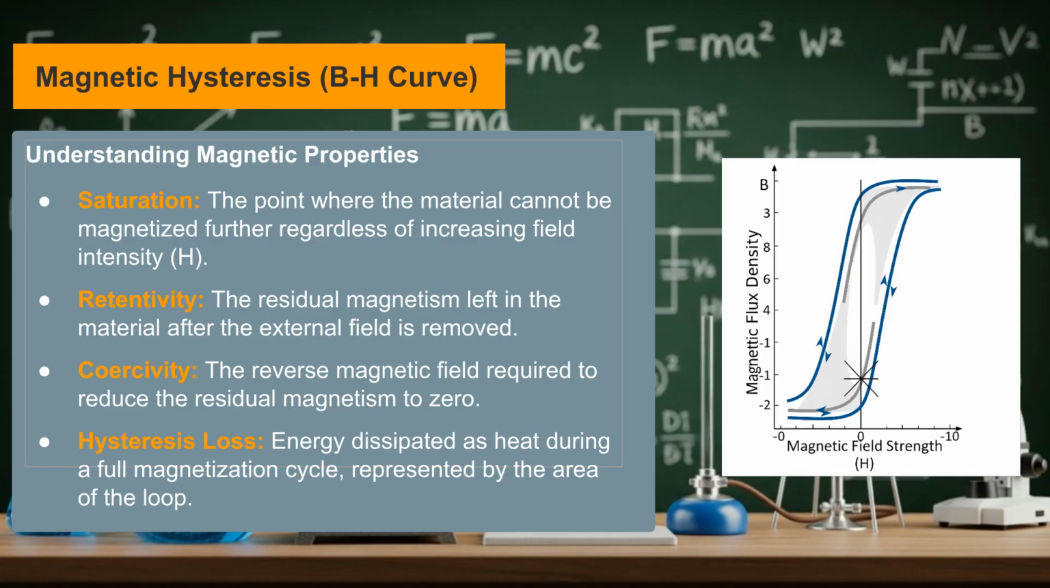Saturation is when the maximum magnetic flux density is reached. Retentivity is the residual magnetism, and coercivity is the reverse field needed to demagnetize the material. The area of the loop represents hysteresis loss, which is energy dissipated as heat.